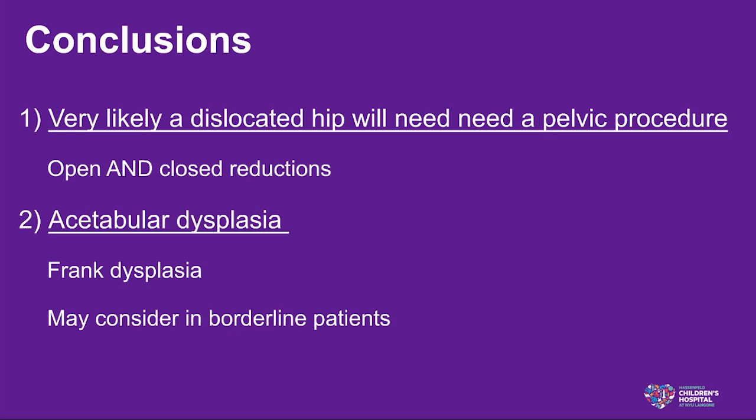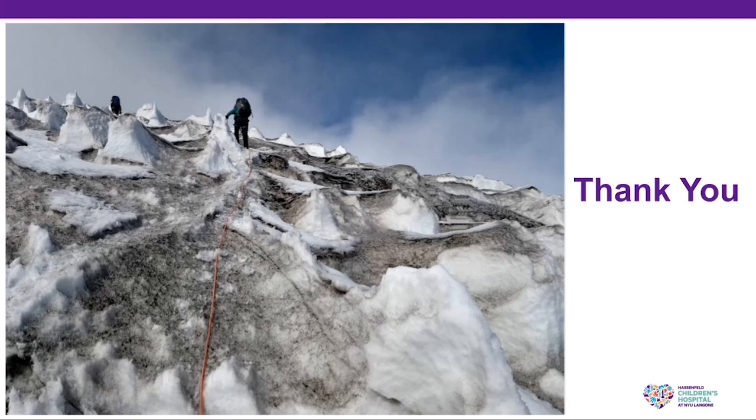So I would just like to point out that when we're talking about the young baby with a dislocated hip, it's very often that you are going to need a staged pelvic procedure for the purposes of acetabular dysplasia, and that occurs both after open and closed reduction. And then secondly, that certainly doing a PAO is going to be the best option in an older child with frank dysplasia, but you may even be considering it in certain borderline patients.